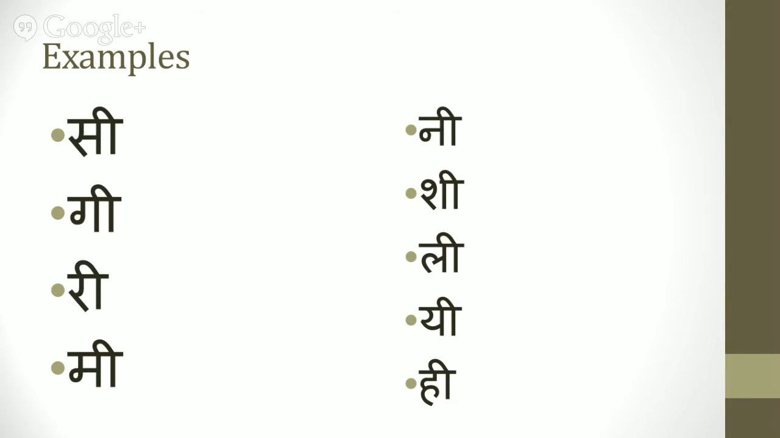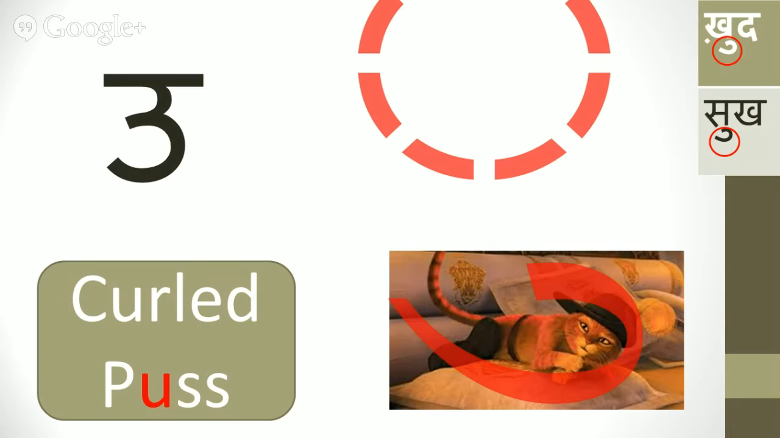Number two, gi. Number three, ri. Number four, mi. Number five, ni. Number six, she. Number seven, li. Number eight, ye. And number nine, he. Very good. Here's our next sound.